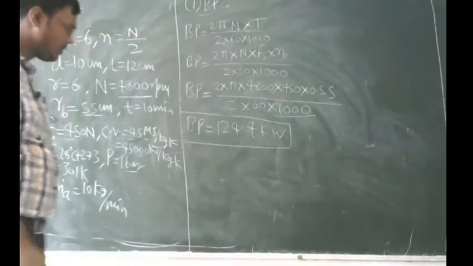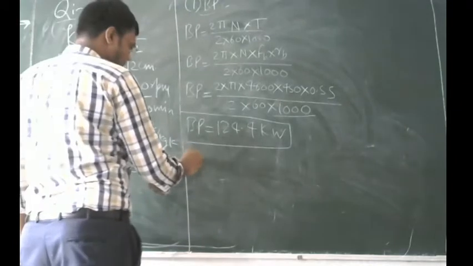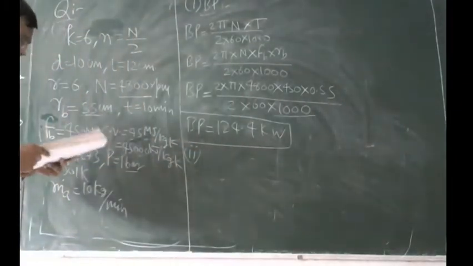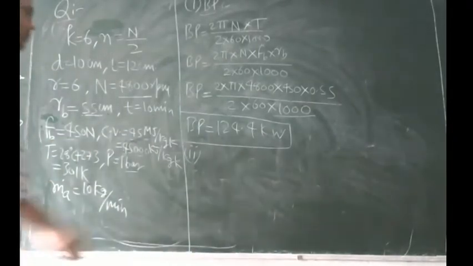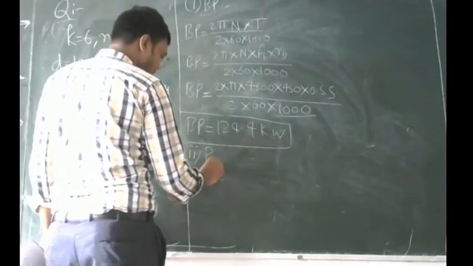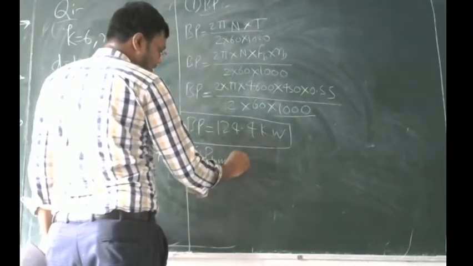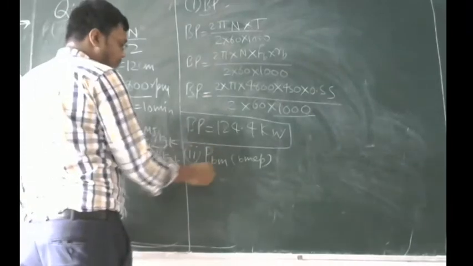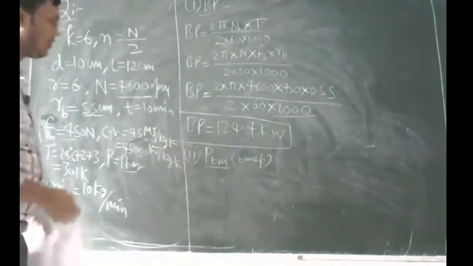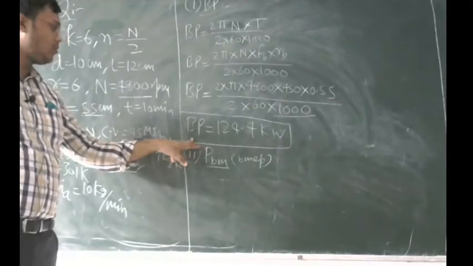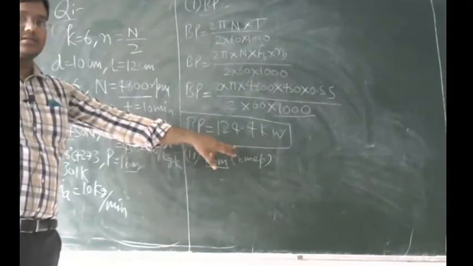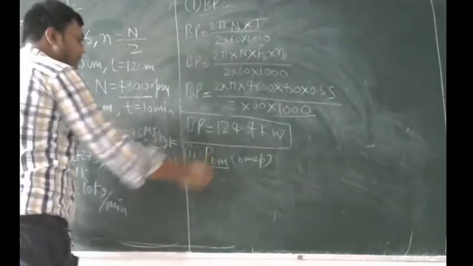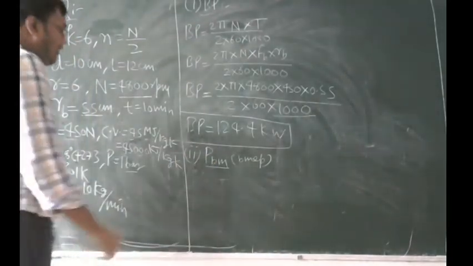Okay. Now the second question is asked about brake mean effective pressure, PBM, or BMEP. You can say BM. Okay. To calculate brake mean effective pressure, we know the relation between brake power and brake mean effective pressure. Brake power is equal to brake mean effective pressure into Vs. So if we calculate the value of Vs, stroke volume Vs, then we can easily calculate the value of brake mean effective pressure. Okay. So calculate the value of Vs.